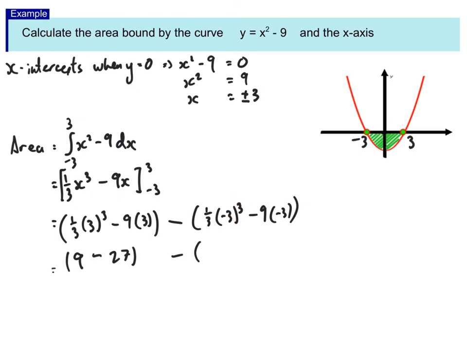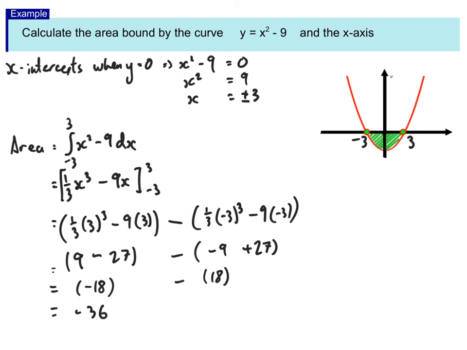So take care to really think about your negatives there. That's going to give you negative 9. Minus 9 times minus 3 will give you plus 27. Tidying this up, I'm going to get negative 18 minus positive 18. Negative 18 minus 18 is going to give me negative 36.